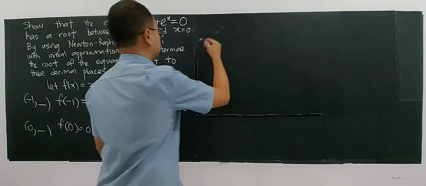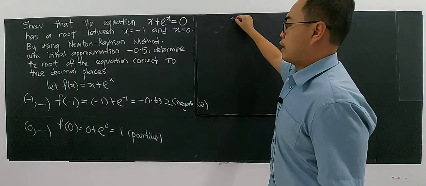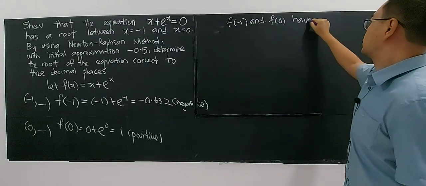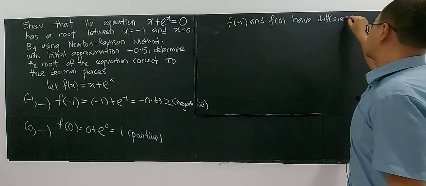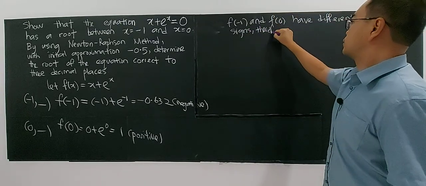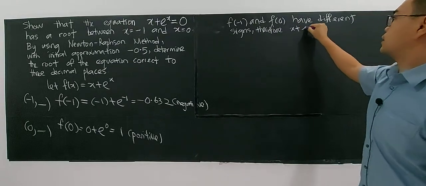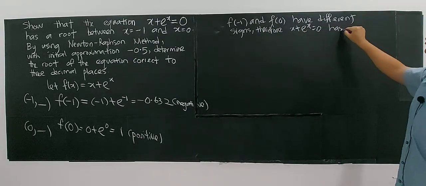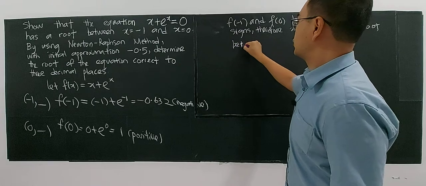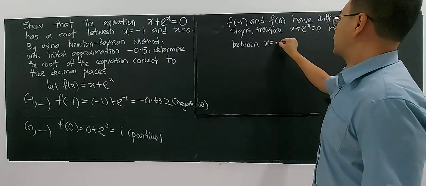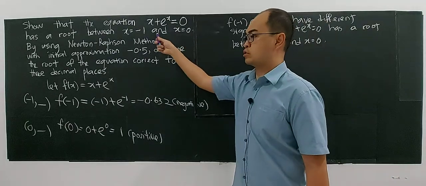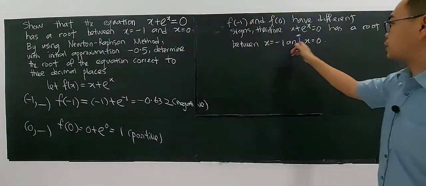So how to explain it? You can conclude that f(negative 1) and f(0) have different signs. Therefore, x plus e^x equals 0 has a root between x equals negative 1 and x equals 0. You verify this first. Before finding the root, you have to verify that yes, there is a root between negative 1 and 0.